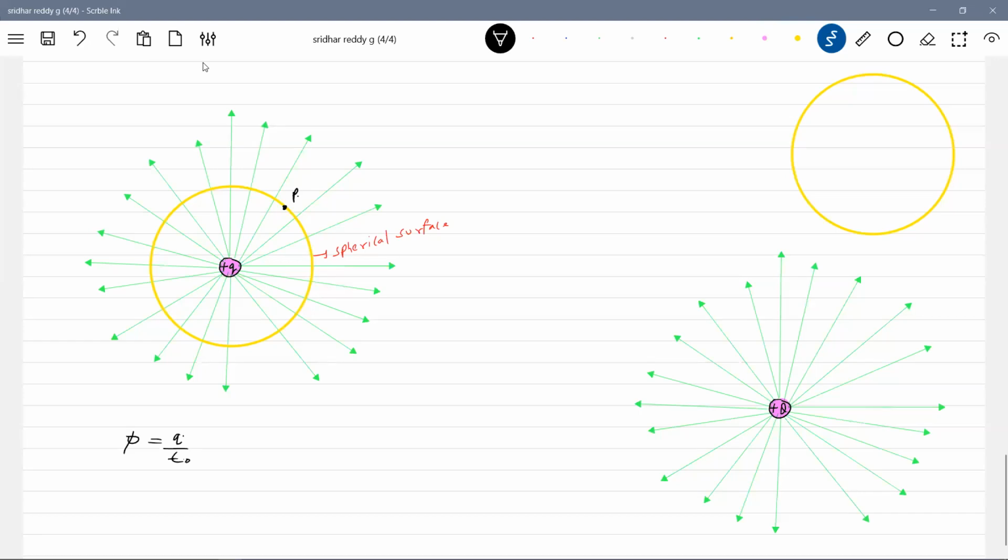What is the flux through the spherical surface? Q by epsilon naught, the charge enclosed divided by epsilon naught. That's what Gauss is telling us. This tells us the number of lines of force, so I need not count. The electric flux through the surface is the charge enclosed by epsilon naught. So how should you interpret electric flux?